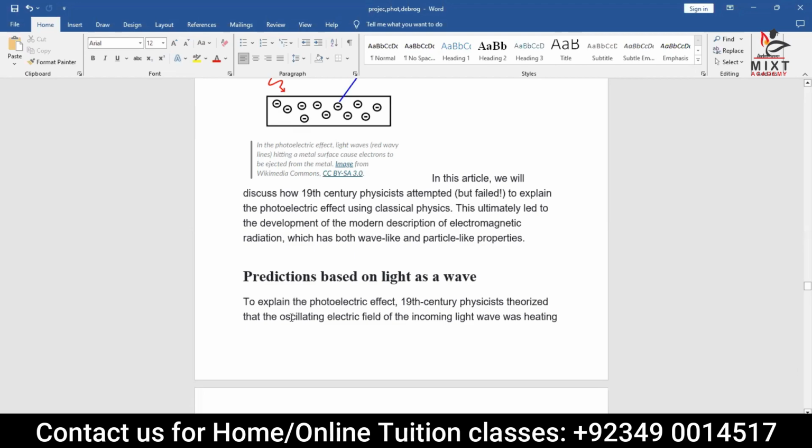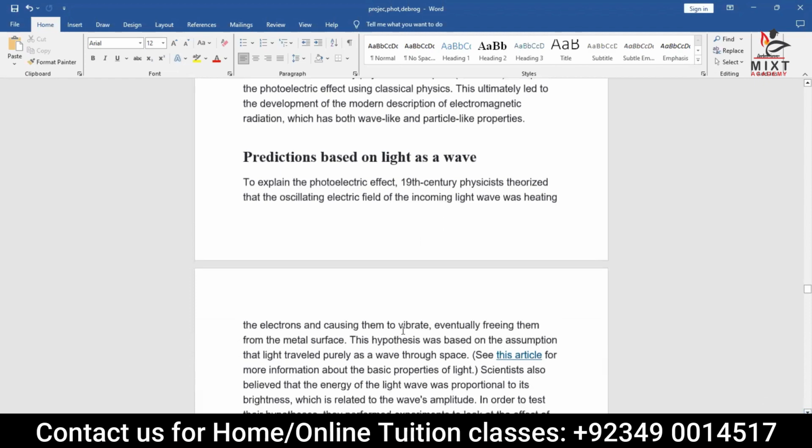So in this article we will discuss how 19th century physicists attempted to explain the photoelectric effect using classical physics. Now, this is a very interesting fact, because initial scientists were believing that light is basically a wave. To explain the photoelectric effect in the 19th century, the theory was that the oscillating electric field of the incoming light wave was heating the electrons and causing them to vibrate, eventually freeing them from the metal surface. This hypothesis was based on an assumption that light traveled purely as a wave through space.